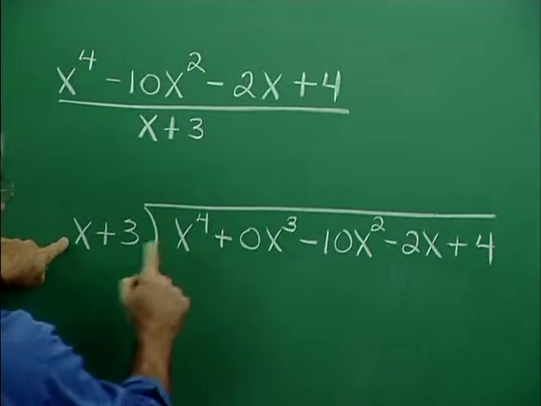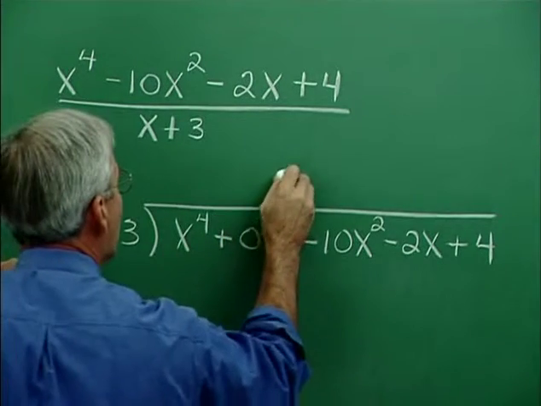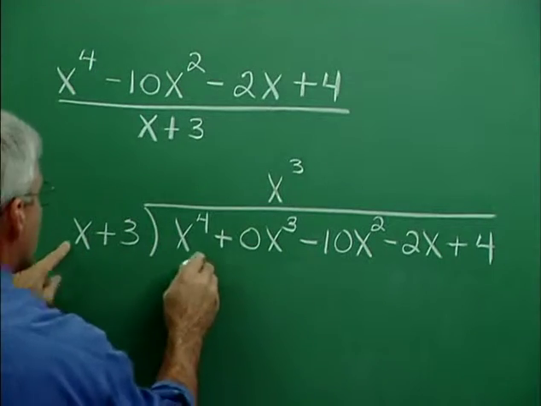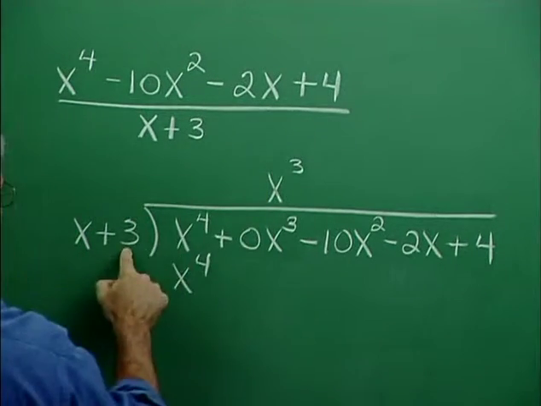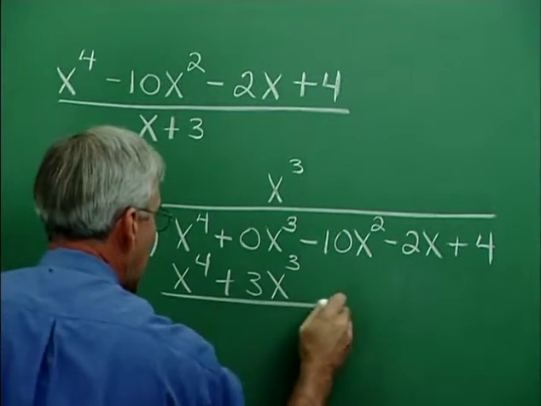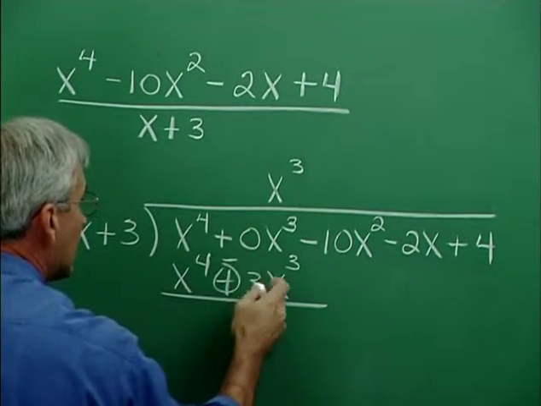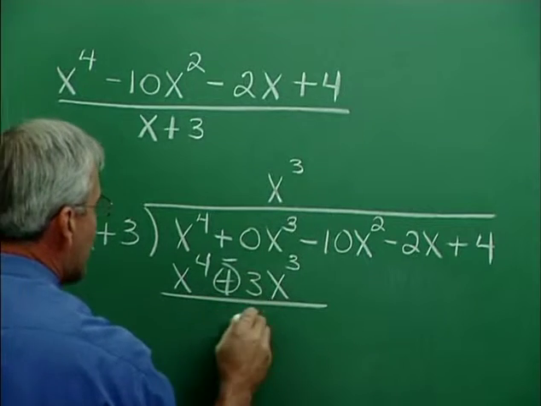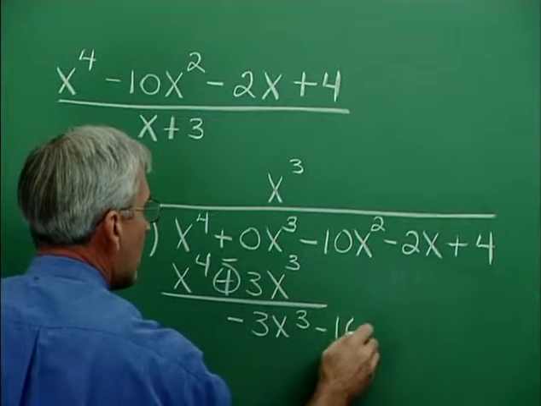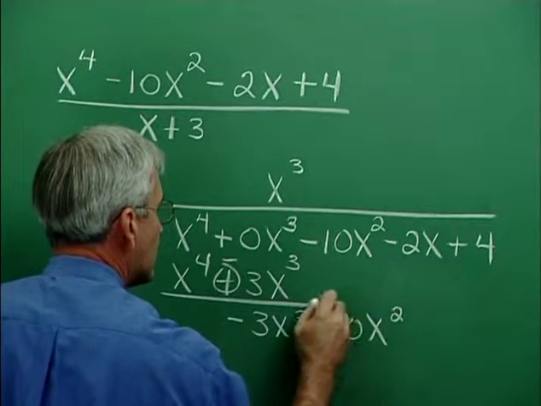X into x to the fourth goes x cubed times. So we write x cubed here under the term of the same degree. X cubed times x is x to the fourth. X cubed times 3 is 3x cubed. Draw the line and subtract. Change the sign and collect. 0x cubed minus 3x cubed is minus 3x cubed. Bring down the next term. And away we go with the division again.